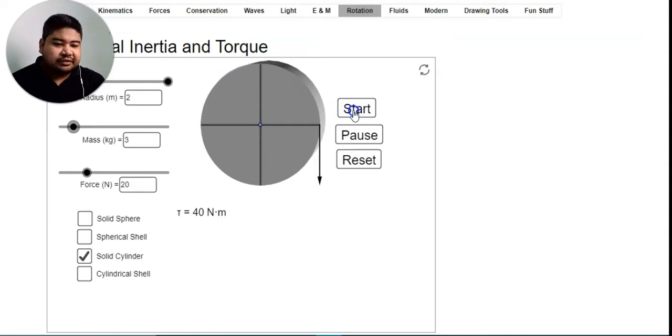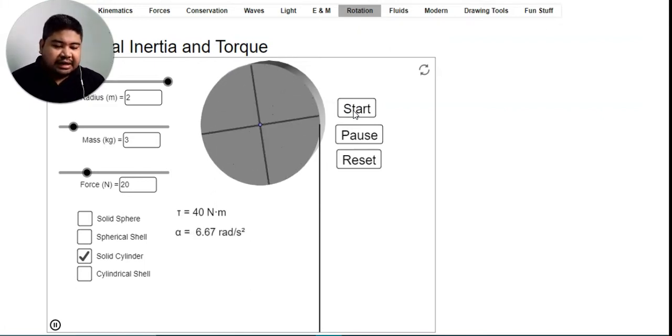So if I start the simulation, we are still applying the same amount of torque, 40 Newton meter, but now the angular acceleration has increased to 6.67 radian per second square, because the moment of inertia of the disc is smaller. Okay, so I hope this helped you to understand the rotational dynamics of rigid body. We are going to go back to the slide.